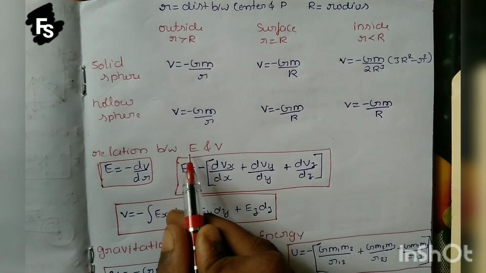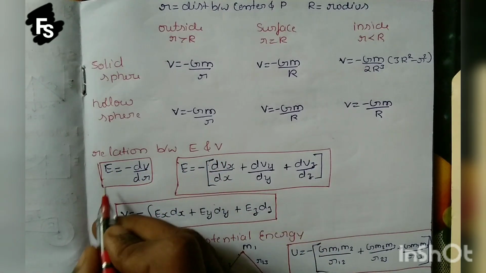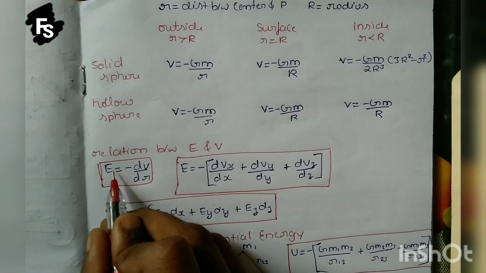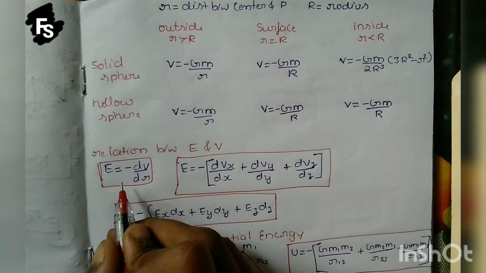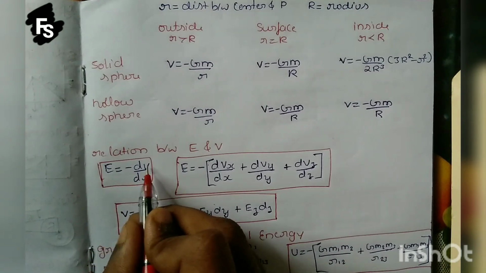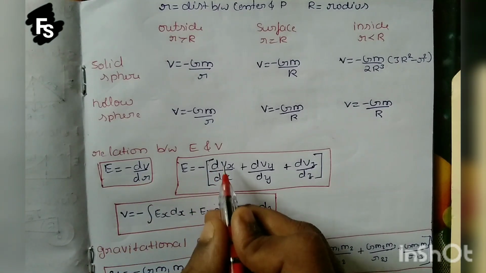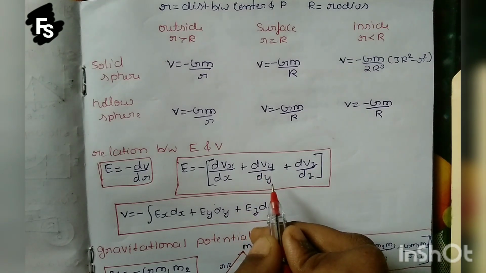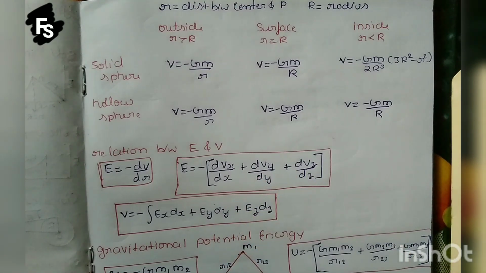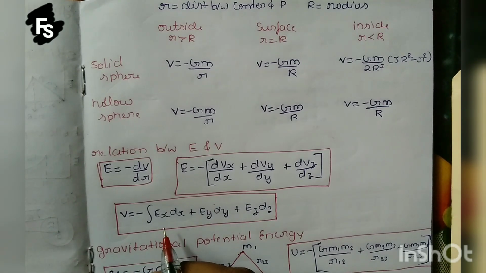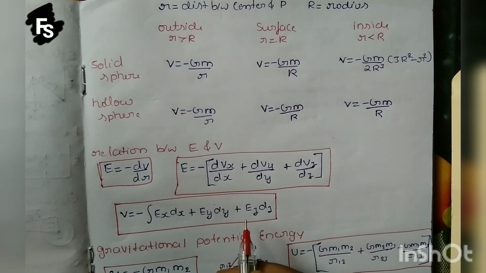Okay. What is the relation between the gravitational field and the potential? See here. Gravitational potential and gravitational field. E is equal to minus dV by dr. The gravitational field is the negative gradient of potential. E is equal to minus (dV/dx plus dV/dy plus dV/dz). In integration form, V is equal to minus integration of Ex dx plus Ey dy plus Ez dz. This is a very important formula, remember it.